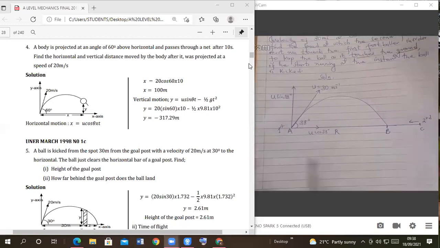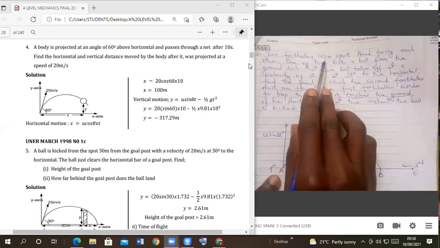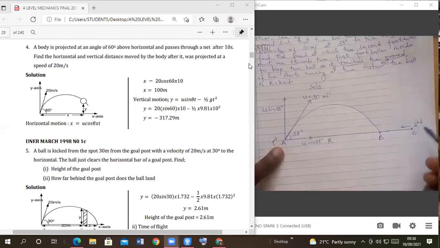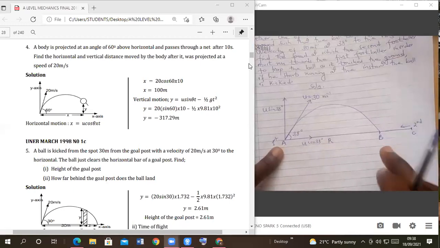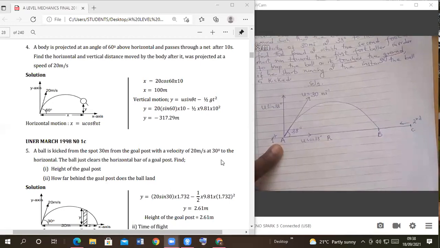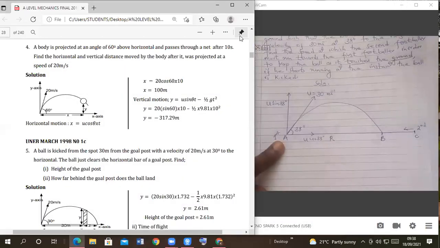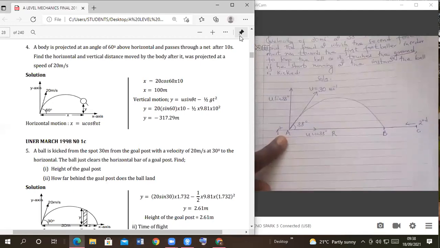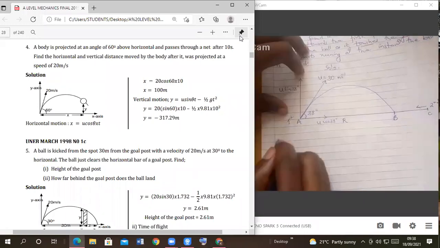Because if the second footballer did not need to run, the range would be 120 meters. But since the question tells us the second footballer must run towards the first footballer in order to catch or trap the ball, the range must be less than 120. That's why I've sketched mine like that. Okay? Are you together? Members, are we together? Yes.